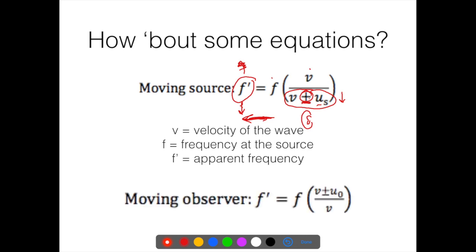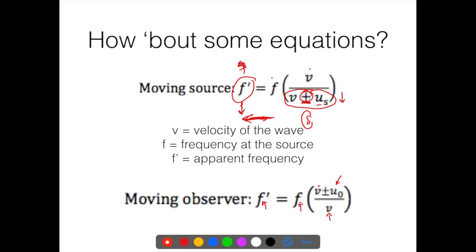All right, now there's a second equation. Personally, I like to just put them all in one equation, but IB has split it up like this for you, so that now you have a different equation for a moving observer. You'll notice that all the other variables are the same. Apparent frequency is the observed frequency, this is the frequency at the source, and this is the velocity of the wave itself, which depends on the medium, not on the source or the observer.